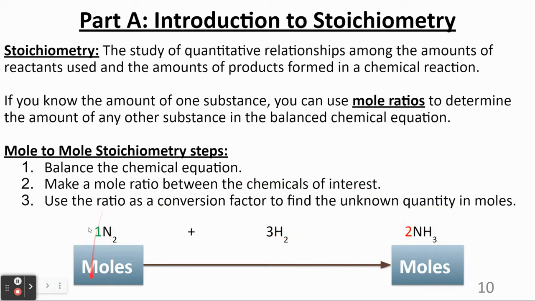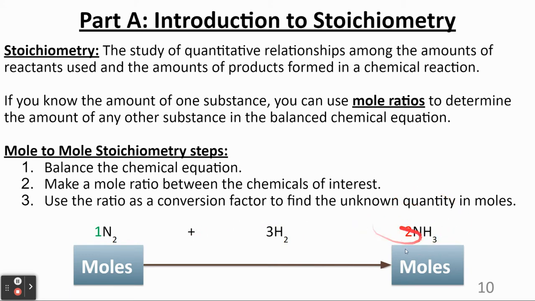Or you can think of it as molecules as well. You have 1 molecule of N2 plus 3 molecules of H2 will yield 2 molecules of NH3. This is your basic recipe. Think of this as like the sandwich. You make 2 of them as long as you have 1 of these and 3 of these. And the ratio always needs to apply.